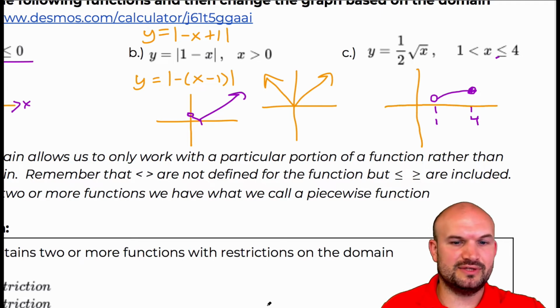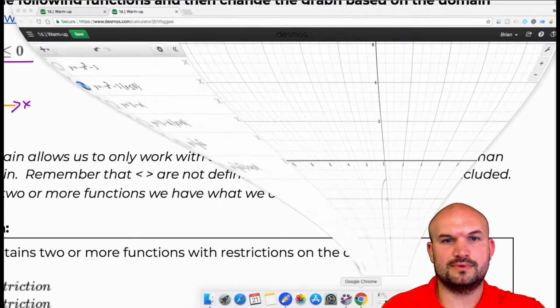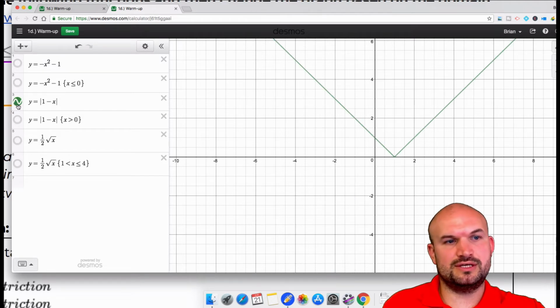Now let's go back into Desmos just to take a look at that. There she is. Make sure that's good. So here's what my graph originally looked like. You can see the graph is being shifted 1 unit to the right.